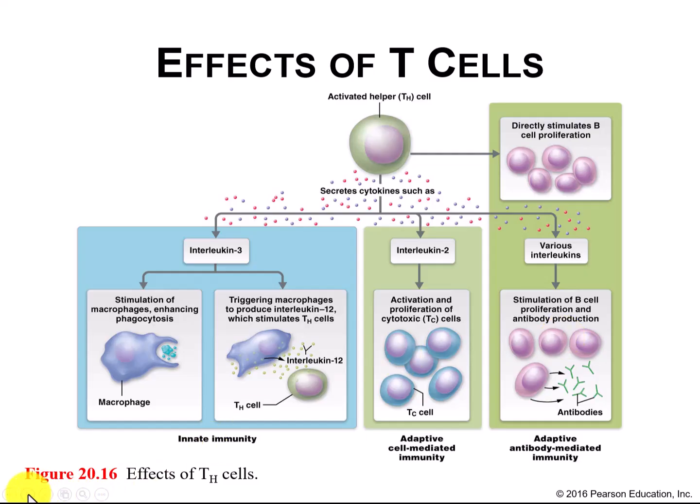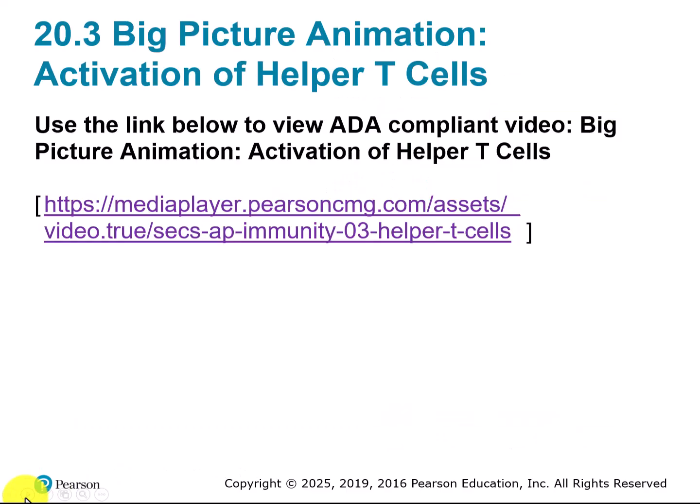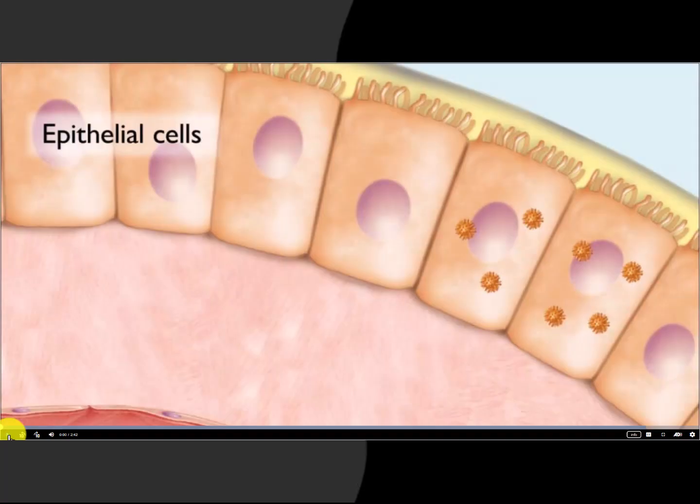So these are all ways in which the T helper cell, the linchpin of the immune system, is able to enhance and activate the other two arms of the immune system, our cytotoxic T cells and our B cells. All right, so let's watch this big picture animation on activation of helper T cells.